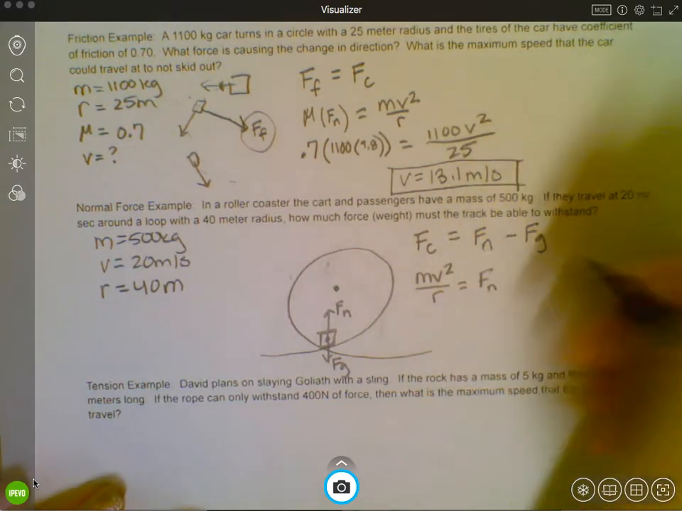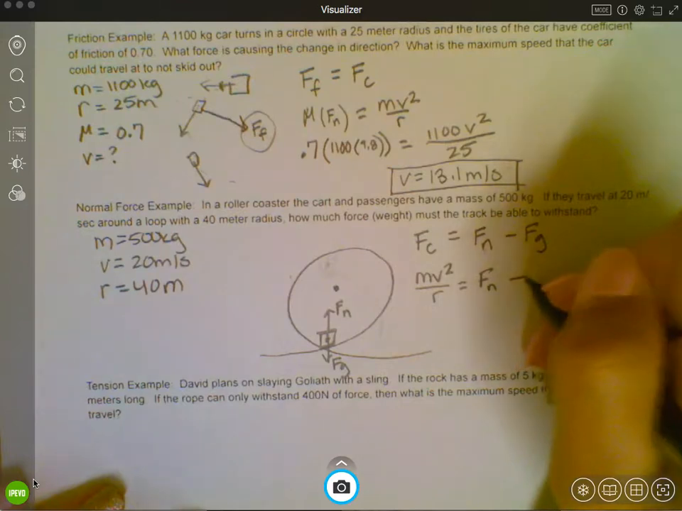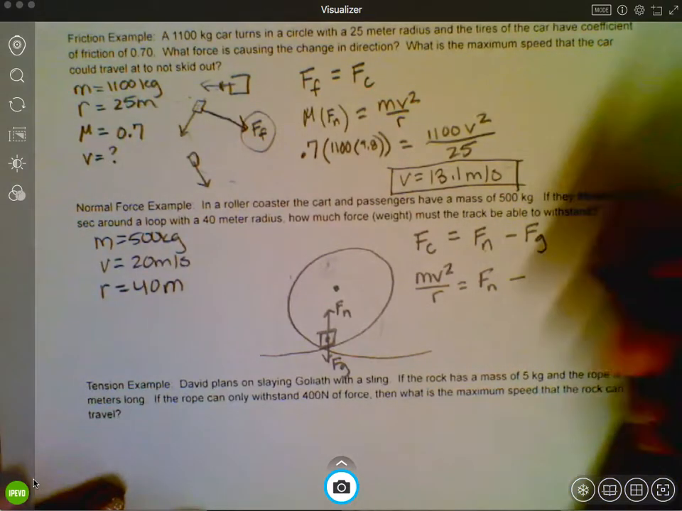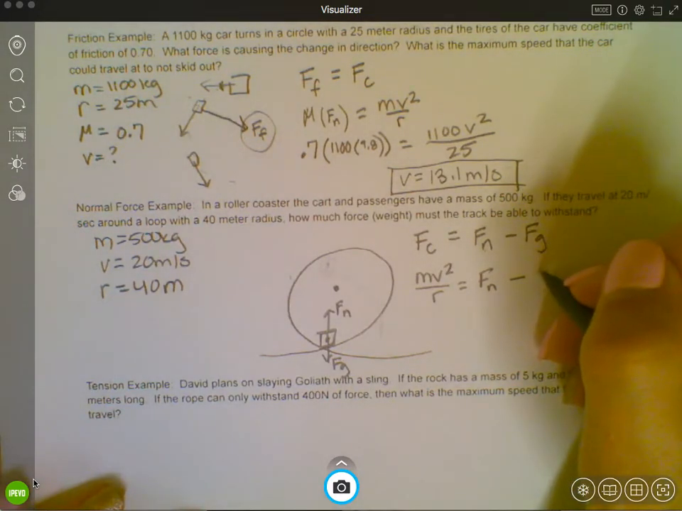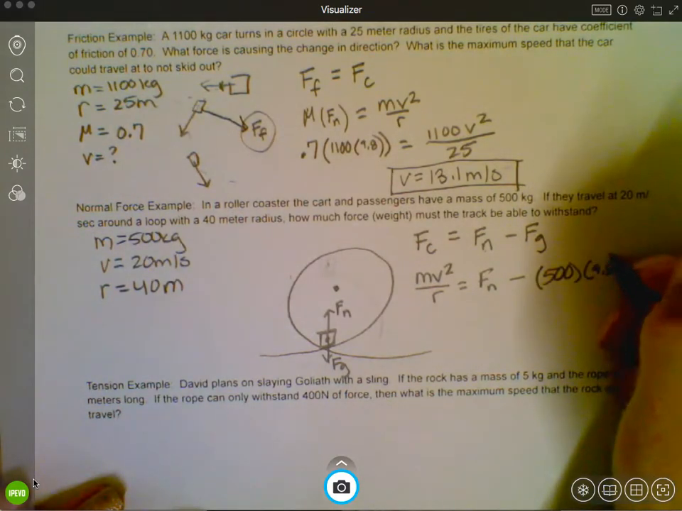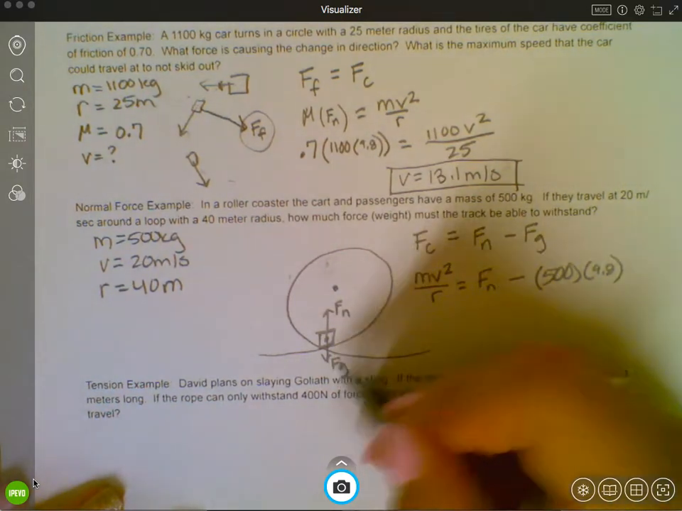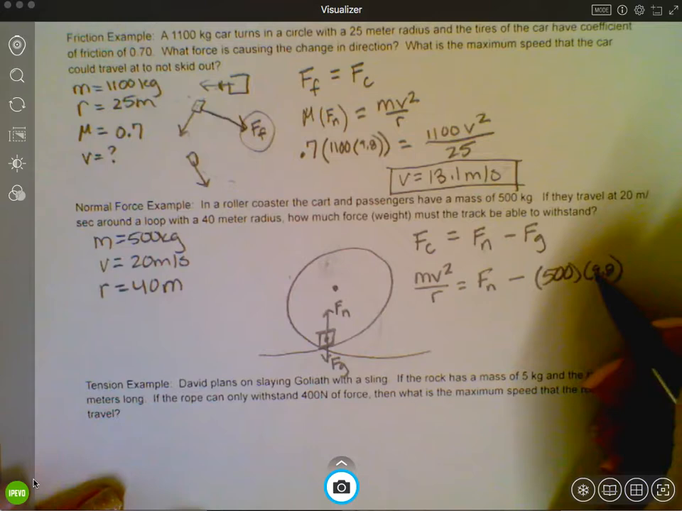Normal force is what we're actually looking for. We're trying to figure out how much the track has to push up to keep the car from falling through. And the weight is the actual weight of the passengers in the car, so this would be 500 times 9.8. The minus is already in there because I know that it's going downward, so I already included the negative, so you don't need another negative.